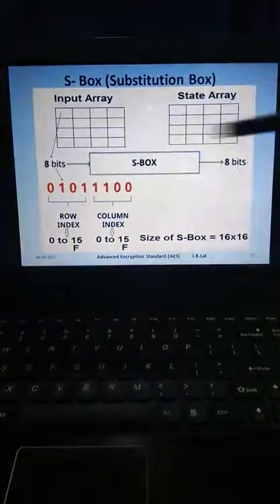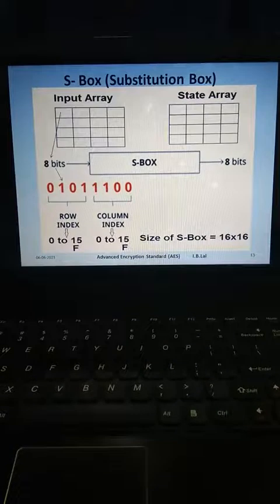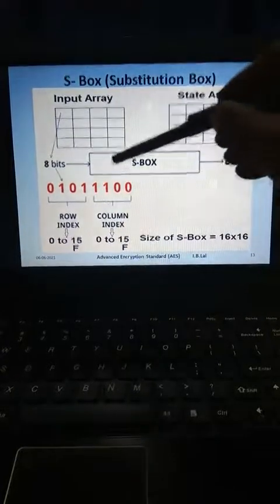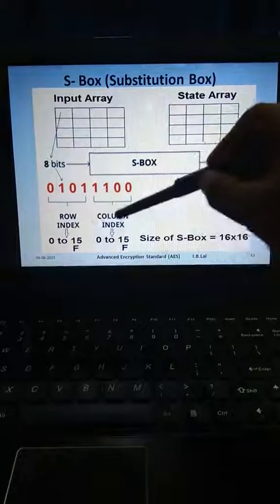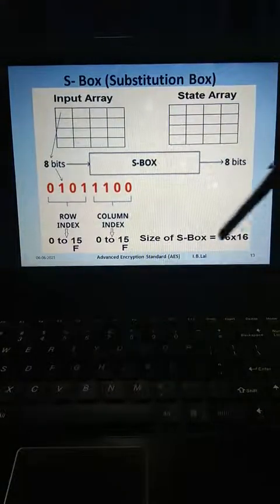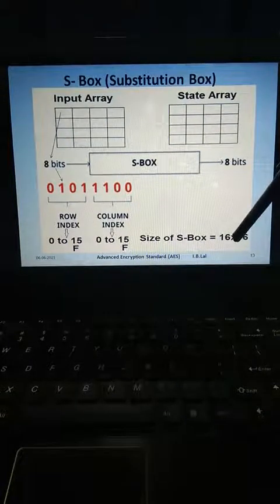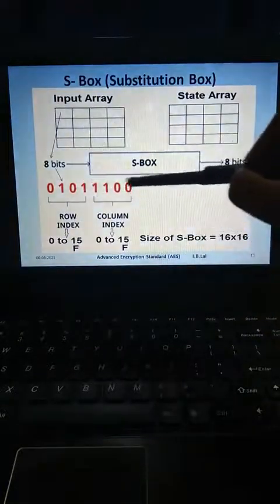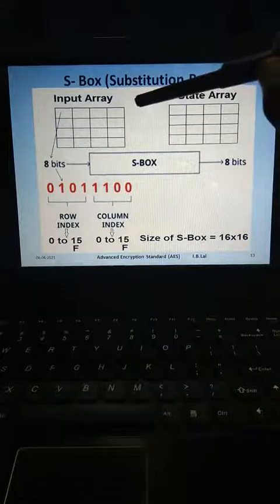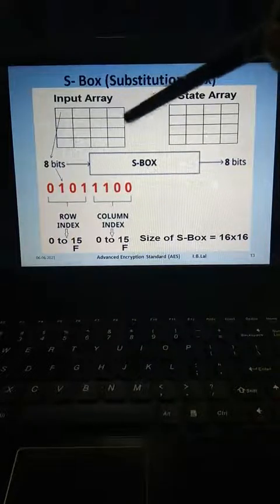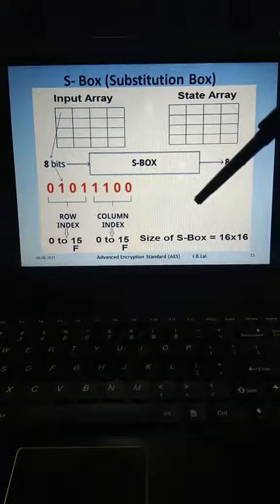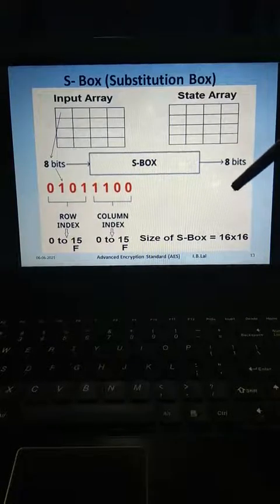So this is from 0 to 15. Similarly, the column is also from 0 to 15. That means the S box is of 16 into 16. The size of the S box is 16 into 16. Okay, the first 4 bits give us the row number, the next 4 bits give us the column number. Fine. The total size of the S box is 16 into 16, meaning 256 cells are there in the S box.